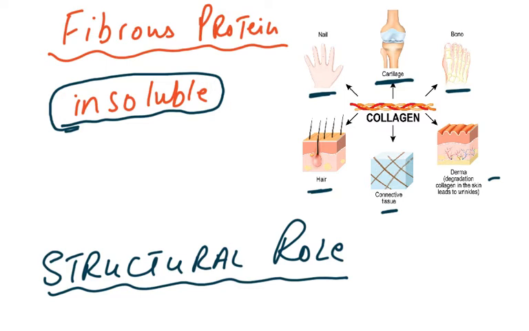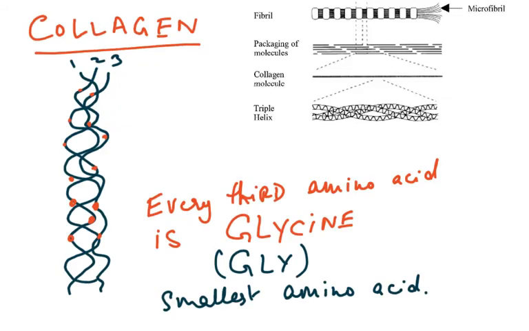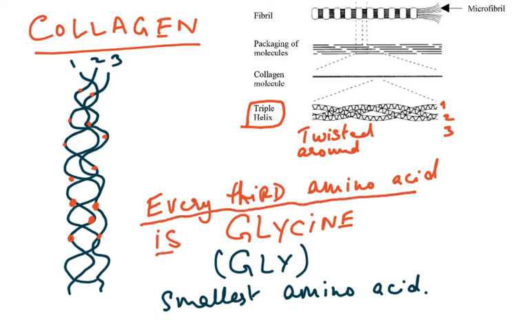So the fibrous protein example which we have to study is collagen. Now we have to know a little more detail about collagen. What is it made up of? Now the first thing that we have to understand about collagen is that it is a triple helix. So it is made up of 3 polypeptide chains, and these 3 polypeptide chains are twisted around each other. And every third amino acid is glycine.